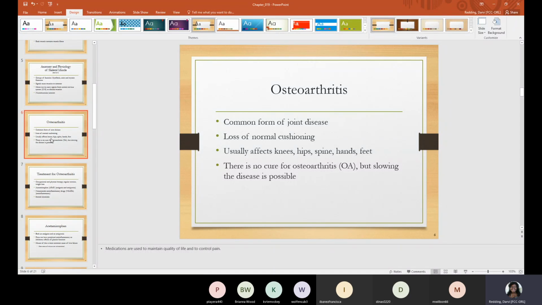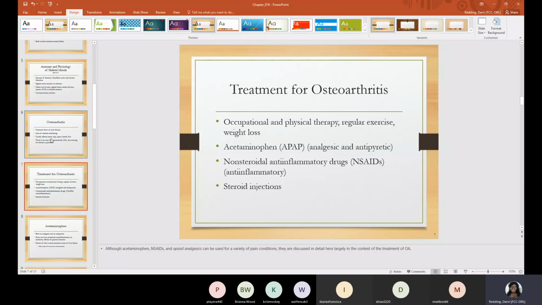So we learned that osteoarthritis is a common form of joint disease. Next, we're going to learn about some of the treatment for osteoarthritis. Some of the treatment that a person might receive if they are diagnosed with this condition would include occupational and physical therapy. They might have to do some regular exercise as well as weight loss, because it's a lot of pressure on the bones.